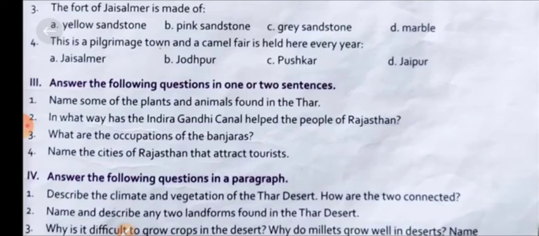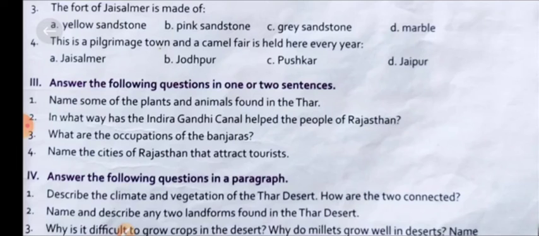Answer the following questions in one or two sentences. Name some of the plants and animals found in the Thar Desert. So, which types of animals and plants are found in this region? Date palm, khejri, kikar and babool trees, and camel, black buck and gazelles are found in the Thar Desert. Which animals? Black buck, camel, gazelles. And which type of plant? Date palm, khejri, kikar and babool trees.